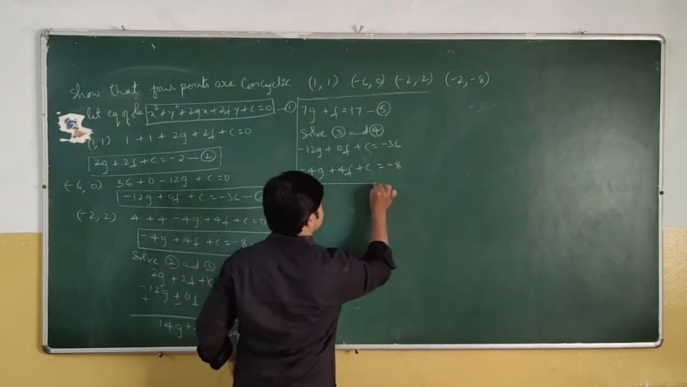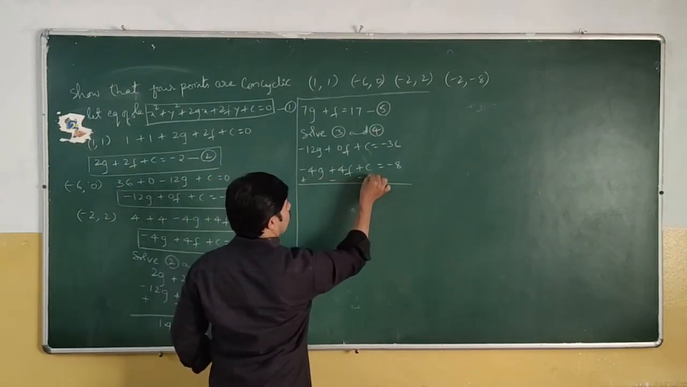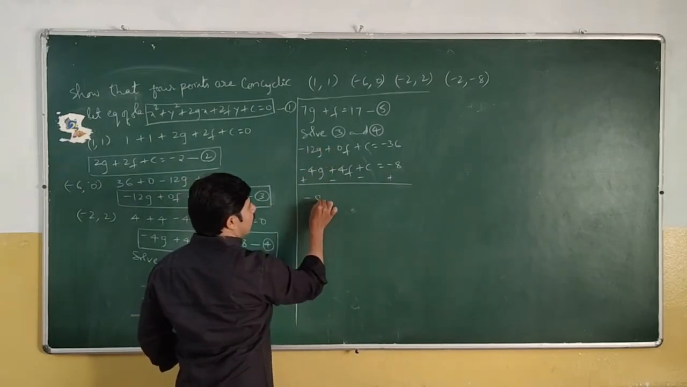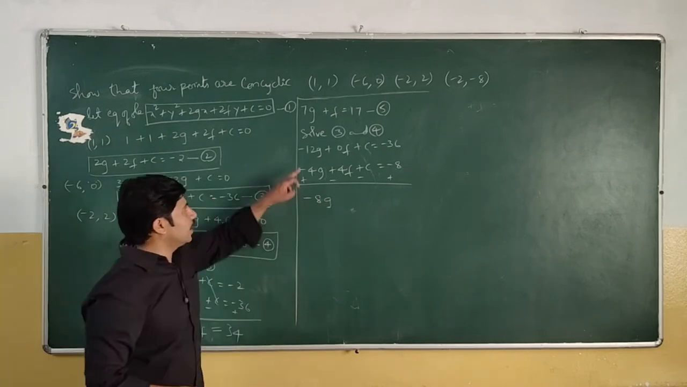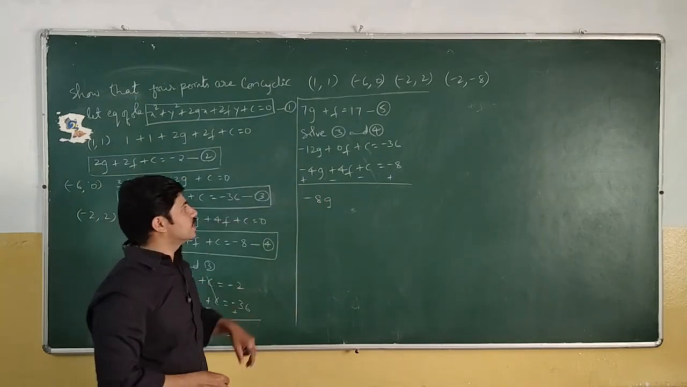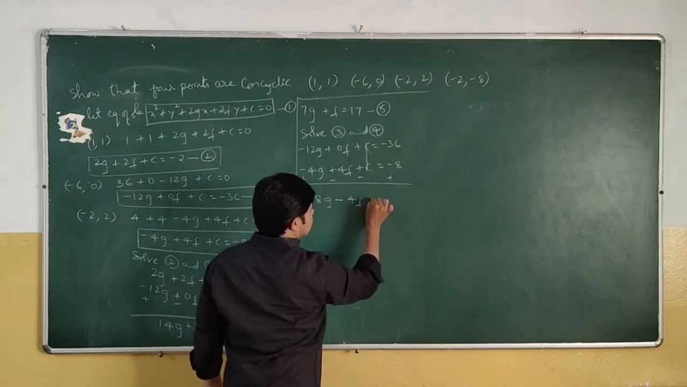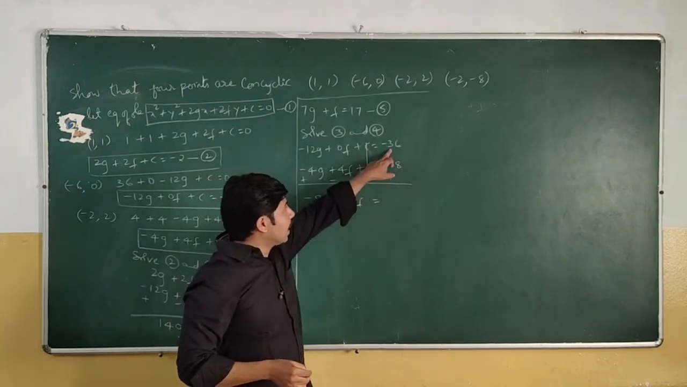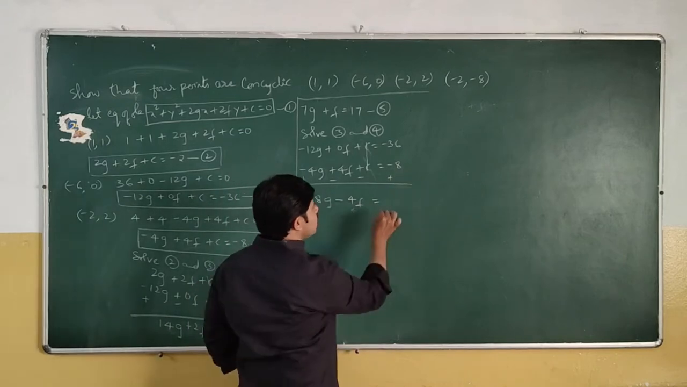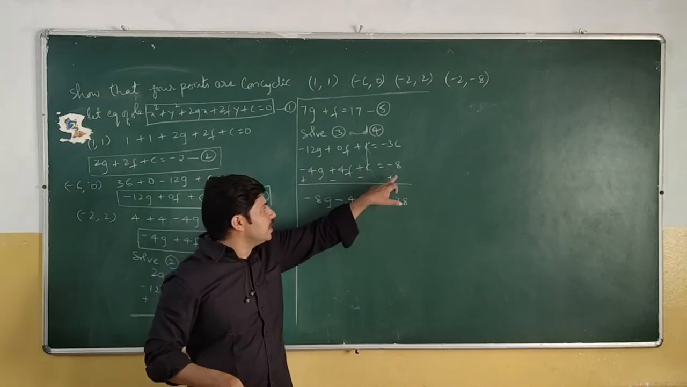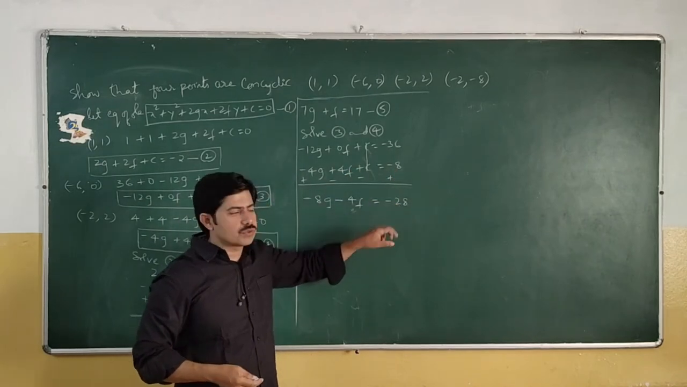So we are subtracting. Minus 12G plus 4G is minus 8G, minus 4F, plus C minus C cancels. Minus 36 plus 8 is minus 28. Yes, right. Minus 36 plus 8 is minus 28.